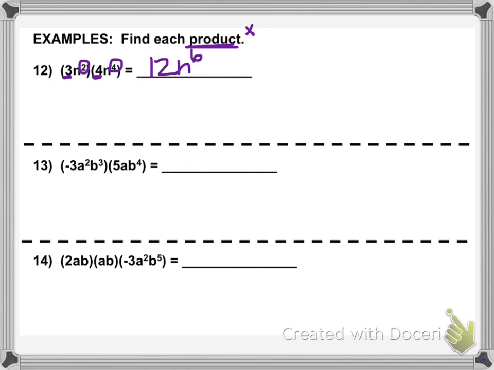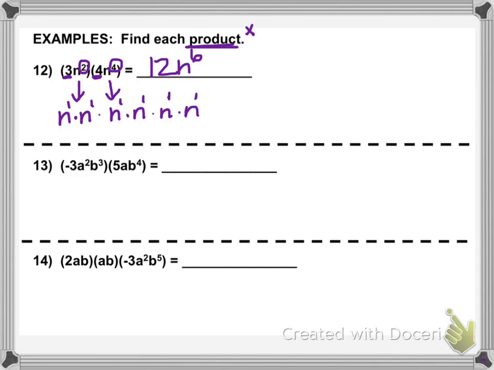And the reason why we add, if you ever forget the rule, think about what this means. N squared means n times n. N to the fourth means n times n times n times n. Well, if I'm multiplying all of these together, n times n times n times n times n times n, there's 6 n's. N to the 6.